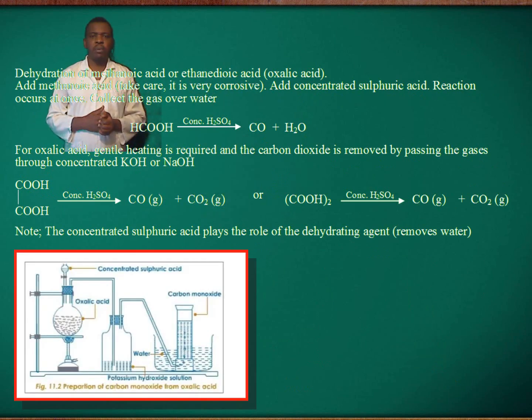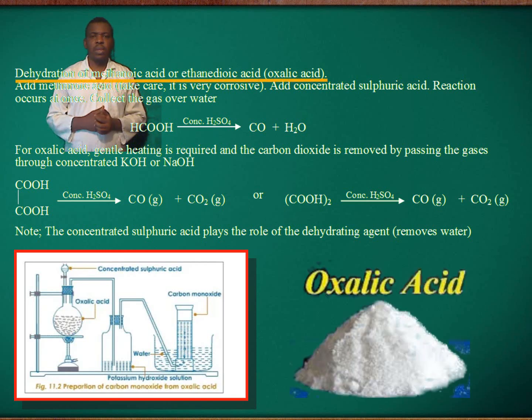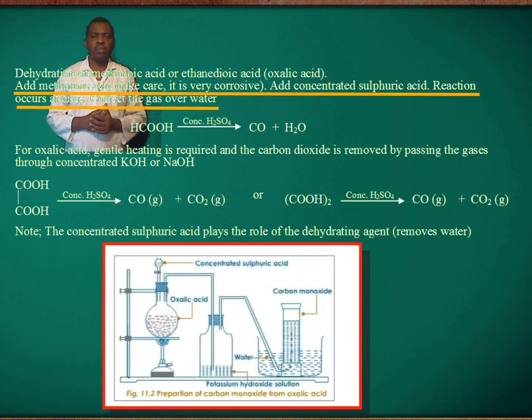Another method of producing carbon monoxide is by the dehydration of methanoic acid or ethanedioic acid, that is oxalic acid. Add methanoic acid. Take care, it is very corrosive. Add concentrated sulfuric acid. The reaction occurs at once. Collect the gas over water.